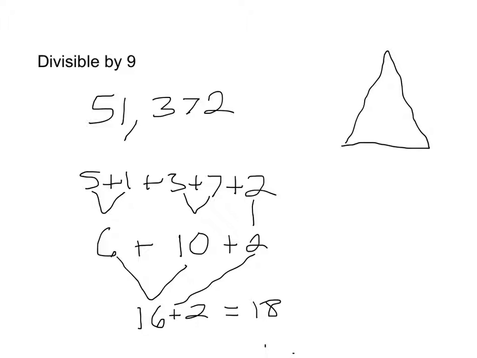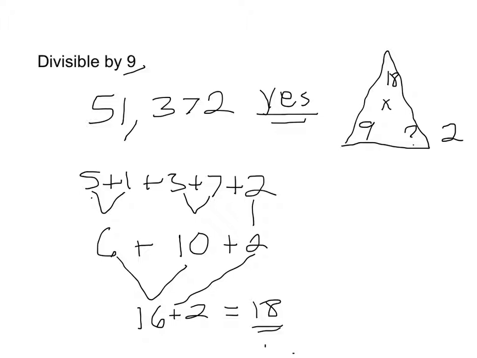Then you have to ask yourself, and I like to use the fact triangle. You put the number 18 here, because that's your sum, and then you have one of the factors already. You're trying to figure out if it's divisible by 9, so you're going to put 9 here. You're trying to figure out if there's a missing factor that will let 18 be divisible by 9. If you know it in your head, you know that it's 9 times 2. So the number 51,372 is divisible by 9.